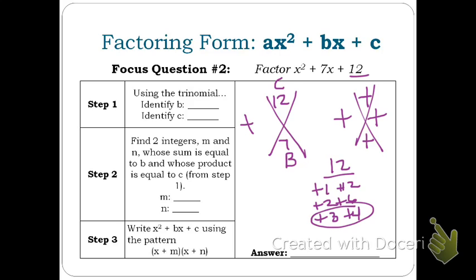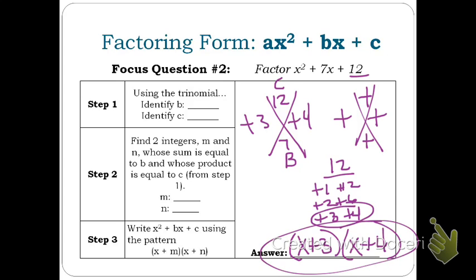So positive 3, positive 4. Our answer, our factored form, would be (x + 3)(x + 4). And that is your final answer. We got those from our two magic numbers that we just tried to find, whose factors equal 12, but whose sum equals 7.